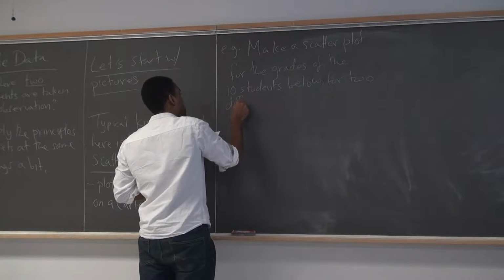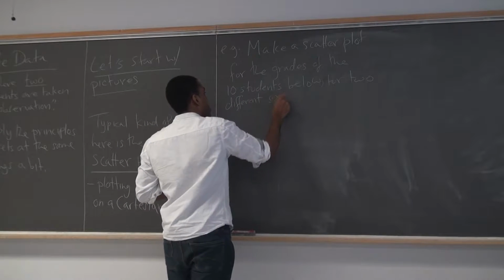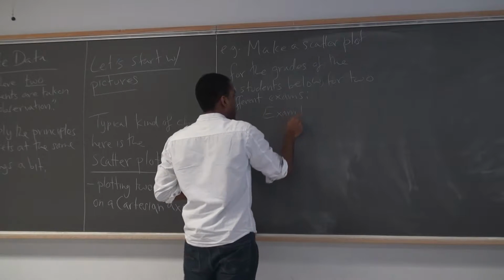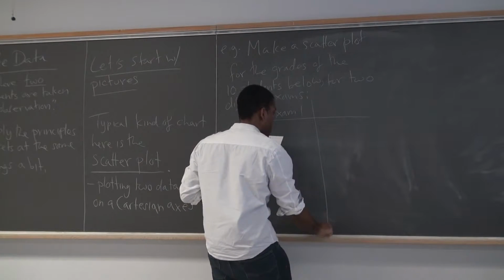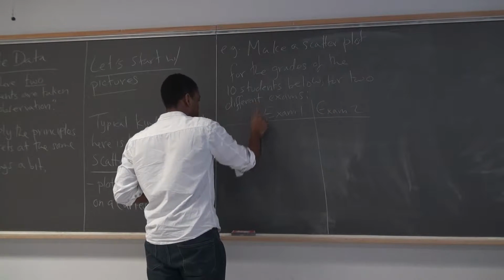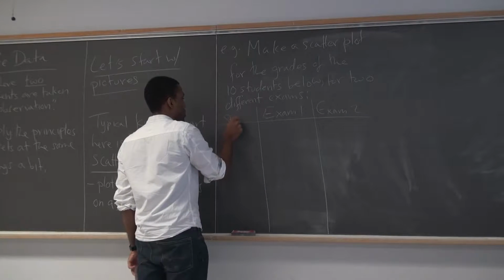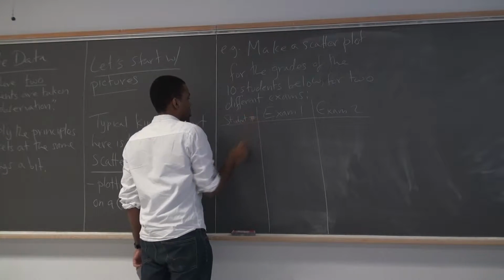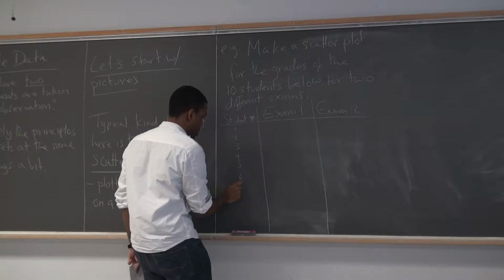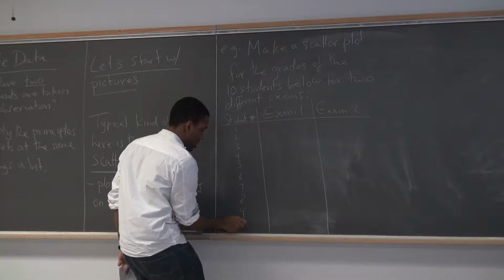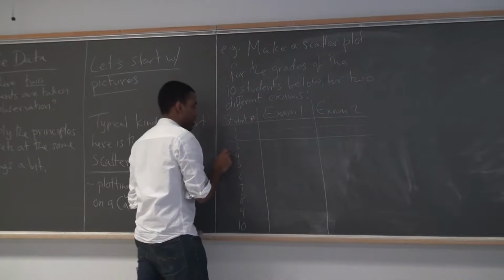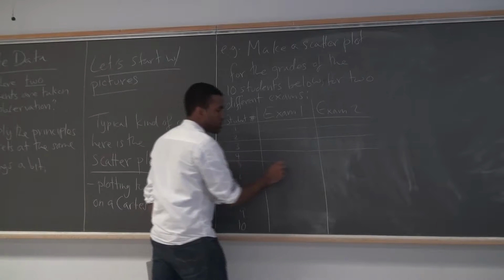Two different exams. So here we are, exam 1, exam 2, and here you can think of the student number. All right, so I have student number 1, 2, 3, 4, 5, 6, 7, 8, 9, 10. So I just order the students, maybe alphabetically by their names. And I'm going to list 2 grades for every student.